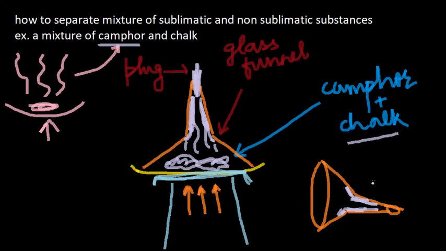After cooling, we can use a knife or a sharp object to scrape out this camphor and collect it in another place, and in this way we have separated the mixture of camphor and chalk. The camphor is scraped out from the inner surface of the glass funnel while the chalk is left behind in the watch glass.